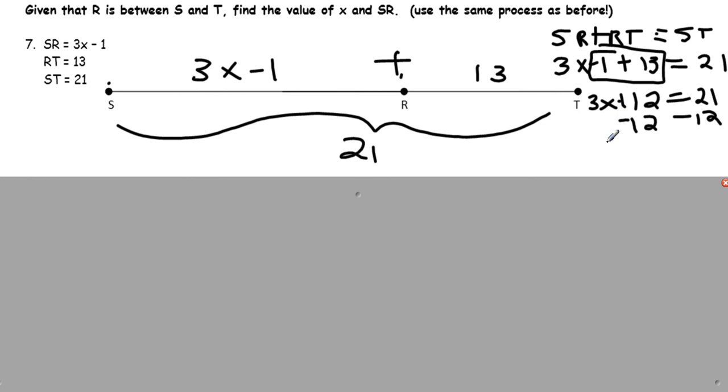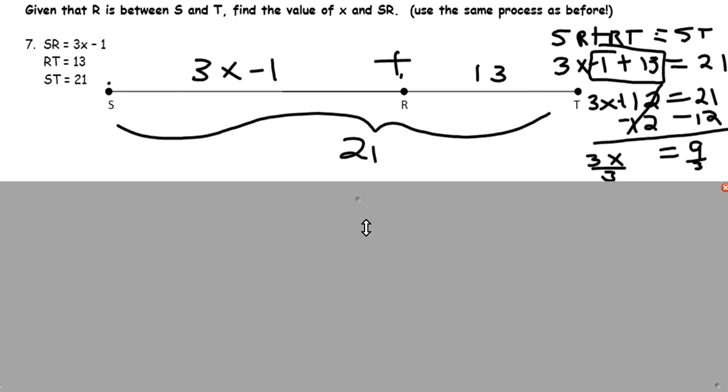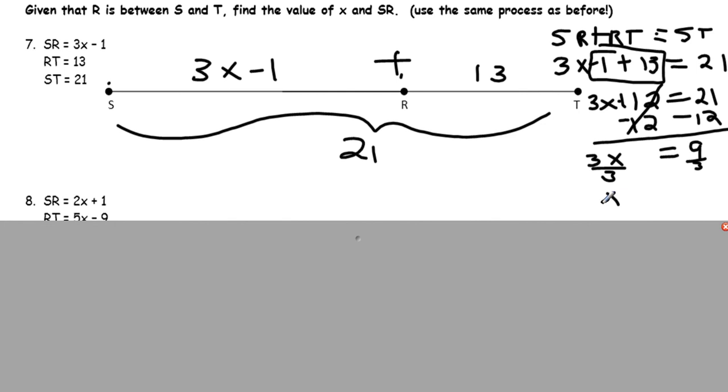Okay, then we bring everything down. 3x, that goes to 0, equals 12 minus 21. Punch that in your calculator if you don't know it. It's 9. We're going to divide by 3 on both sides of our equation. So we'll get x equals 3. Make sure we answer the question before we move on.